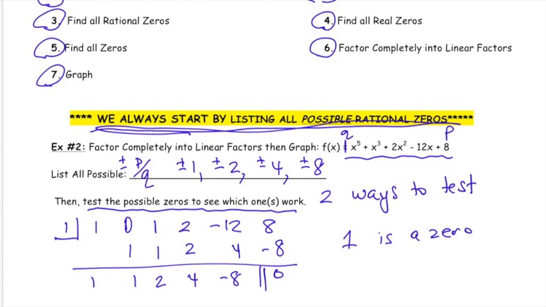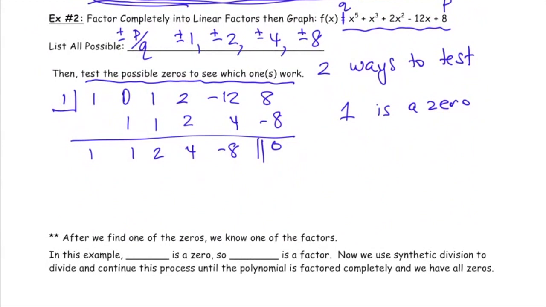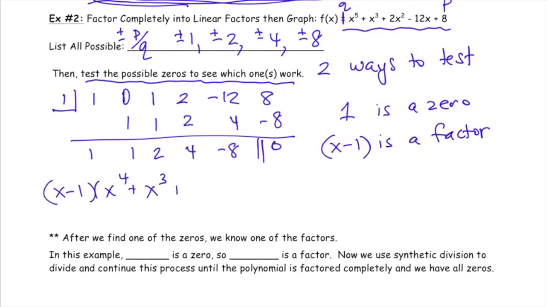And that's great, because now what does that mean? That means that I have x minus 1 is a factor. So that would be x minus 1 times x to the 4th plus x cubed plus 2x squared plus 4x minus 8. So I've actually started factoring this, and this is what it looks like. But we just happened to get lucky by 1 being one that worked, and I did that obviously on purpose so that we could get lucky right away.